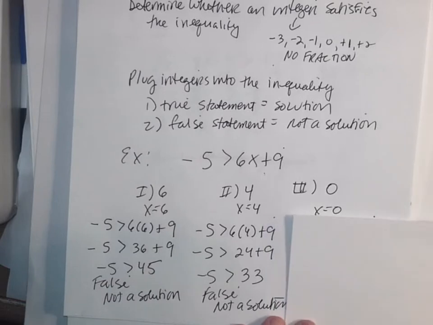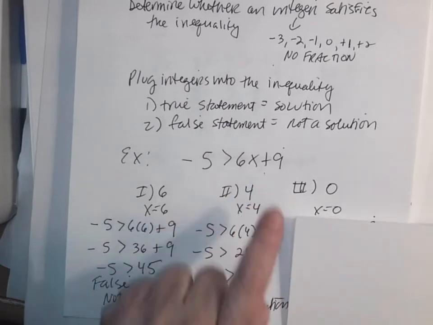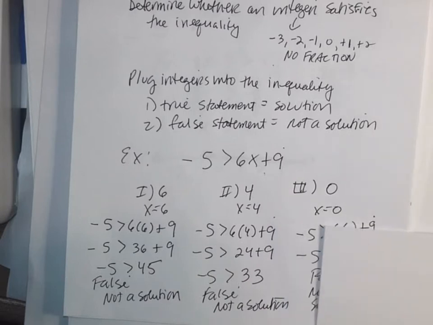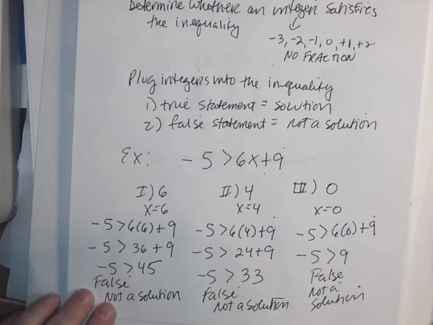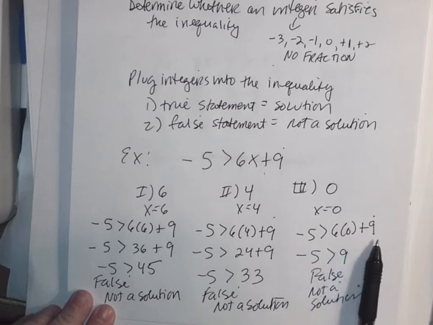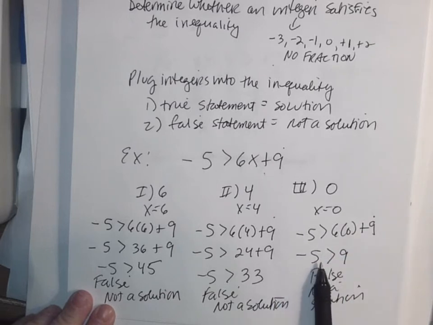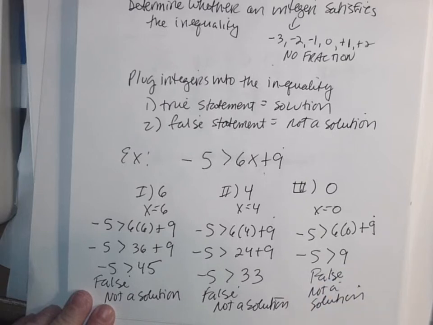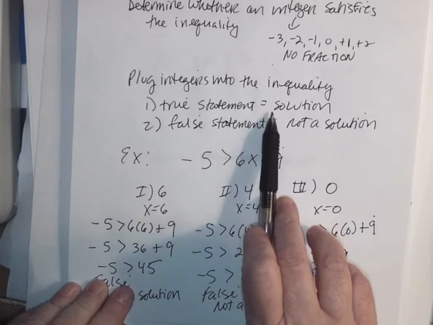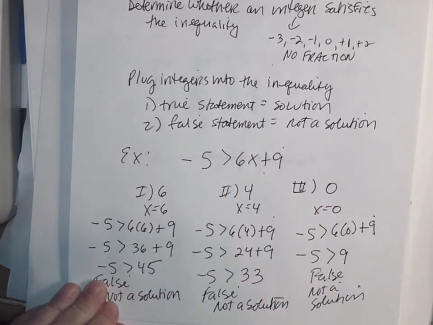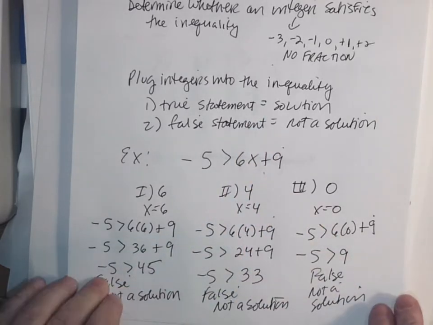My third option is x equals 0, so I'm going to put a 0 where the x is, and it looks like this. -5 is greater than 6 times 0 plus 9. Ultimately, that has -5 is greater than 9, which is false. So that is not a solution. So as I said, you can have as an answer that none of them make a solution, which is what this example is showing. All right, so that is plugging integers into the inequality to find if it's a true or false statement. I think that's pretty clear what you need to do. So let's move on.